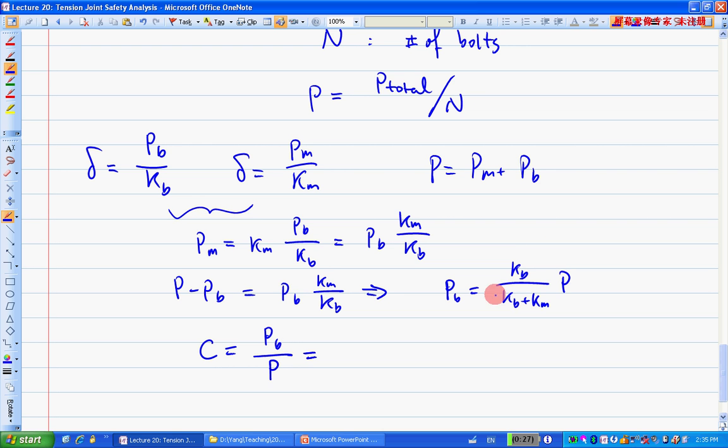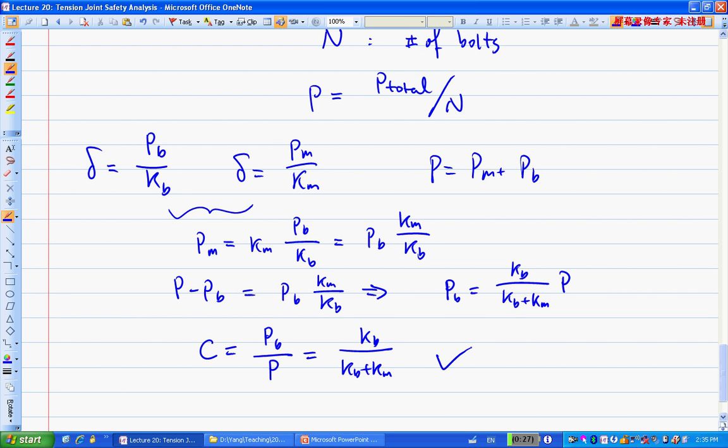So replace this one over here, so we get our C value as KB over KB plus Km. So the C, which is a fraction of the load taken by the bolt, can also be written as the ratio between KB and the sum of KB plus Km. That's the C value. So 1 minus C, of course, is going to be Km over KB plus Km, right?